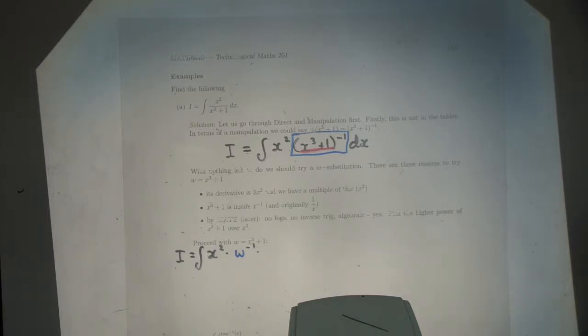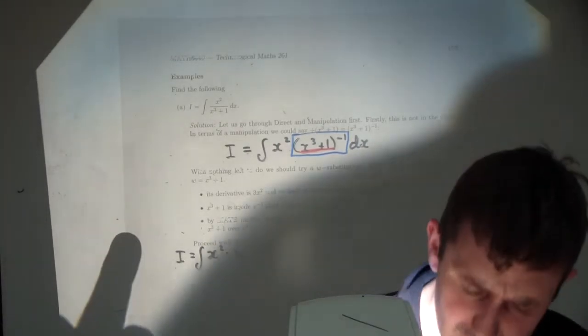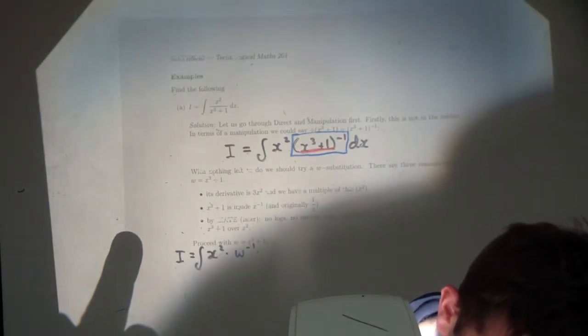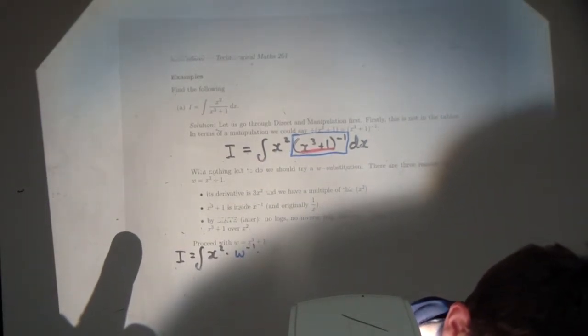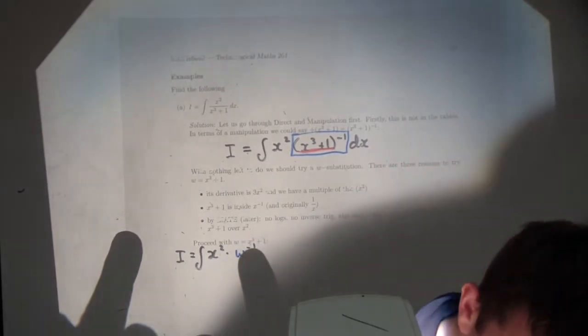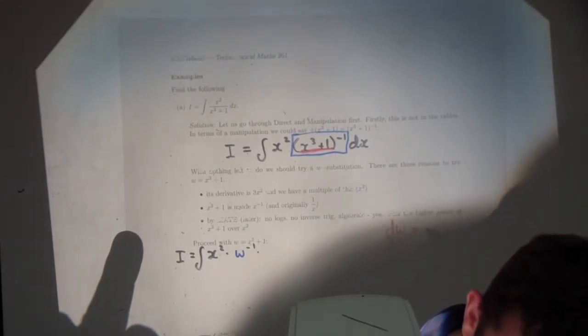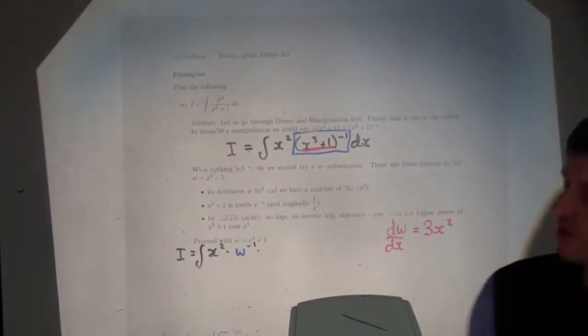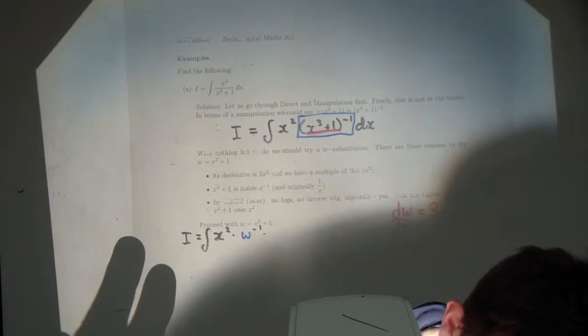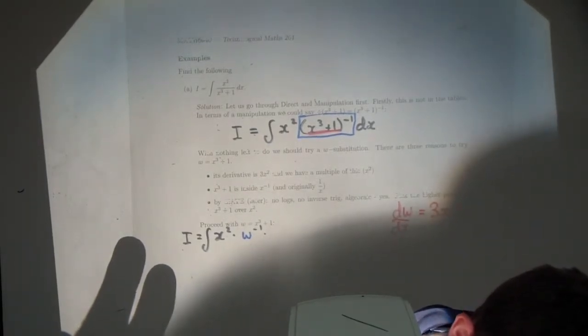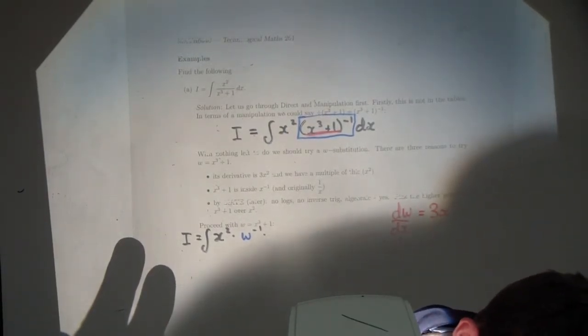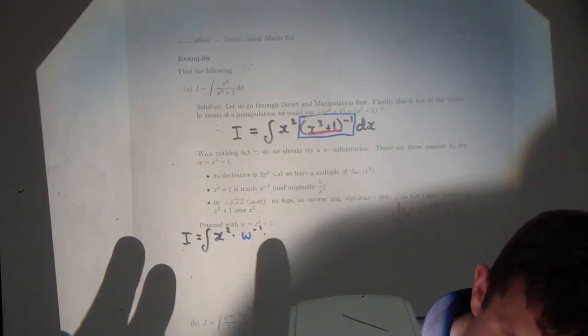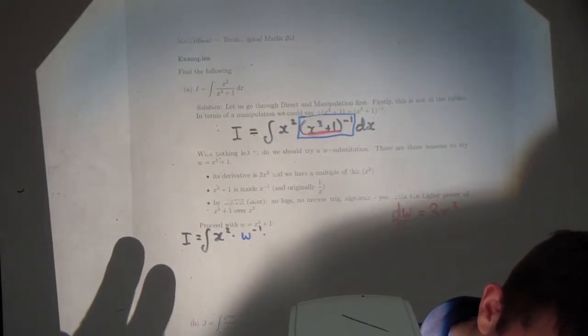Differentiate w. So w is x cubed plus 1. So now we differentiate this. So dw dx. What is the derivative of x cubed plus 1? 3x squared. Now what you do is solve this for dx. So multiply both sides by dx. And you're trying to get dx in terms of dw, so how do you get rid of that 3x squared?